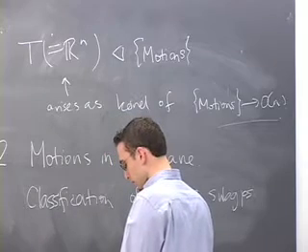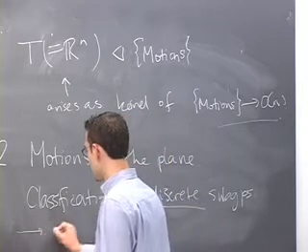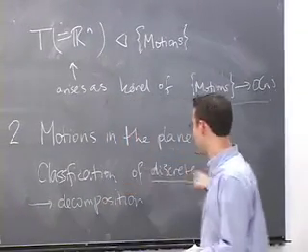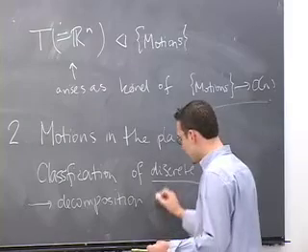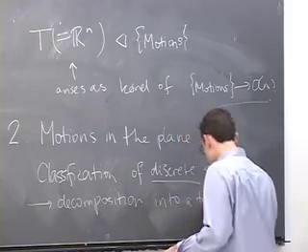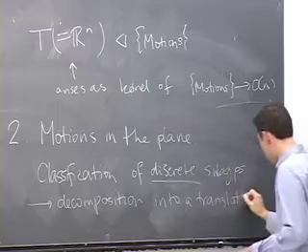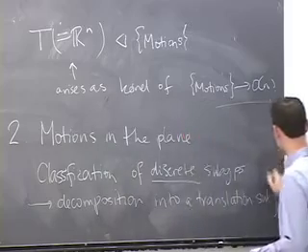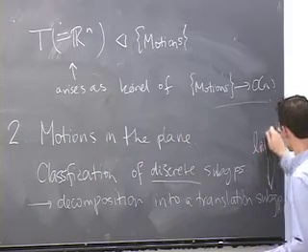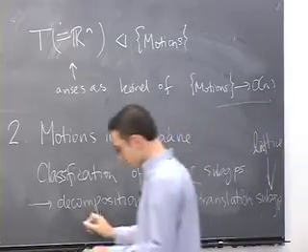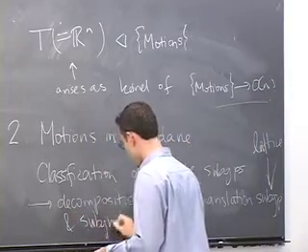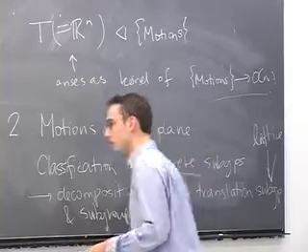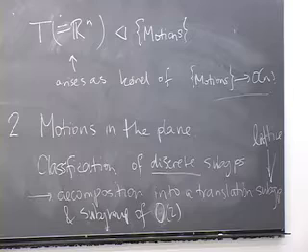And part of the analysis here was decomposing such a subgroup, any discrete subgroup, into a translation subgroup, which was a lattice, and a subgroup of O2. We characterized which ones actually come up.